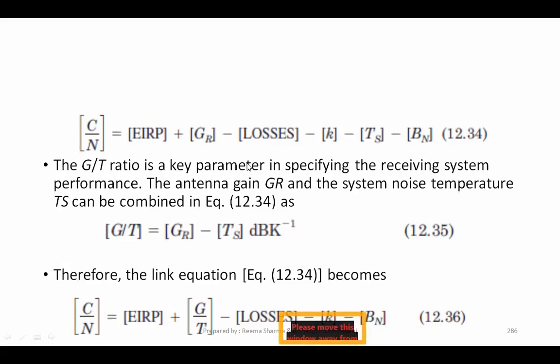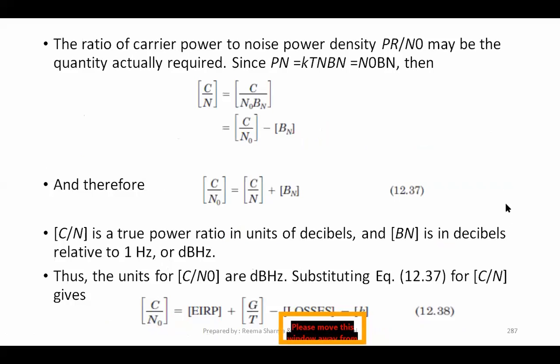So the antenna gain GR and the system noise temperature TS, which we have seen is your system noise, can be combined. Okay, so your antenna gain GR and your TS. This is taken as dB per Kelvin because this was a ratio. Therefore, the final equation becomes EIRP plus G by T minus losses minus K minus Bn. You will have to know all of this, just for substituting the values, okay.